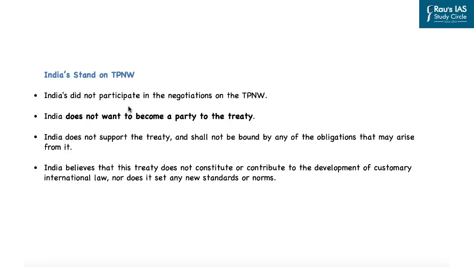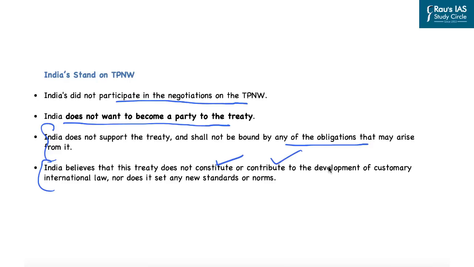In this line, India did not participate in the negotiations on the TPNW, and that is why it does not want to become a party to the treaty. Further, India does not support the treaty and shall not be bound by any of the obligations that may arise from it. In this line, India believes that this treaty does not constitute or contribute to the development of customary international law, nor does it set any standards or norms. So this is the opposition that India has filed against the TPNW.